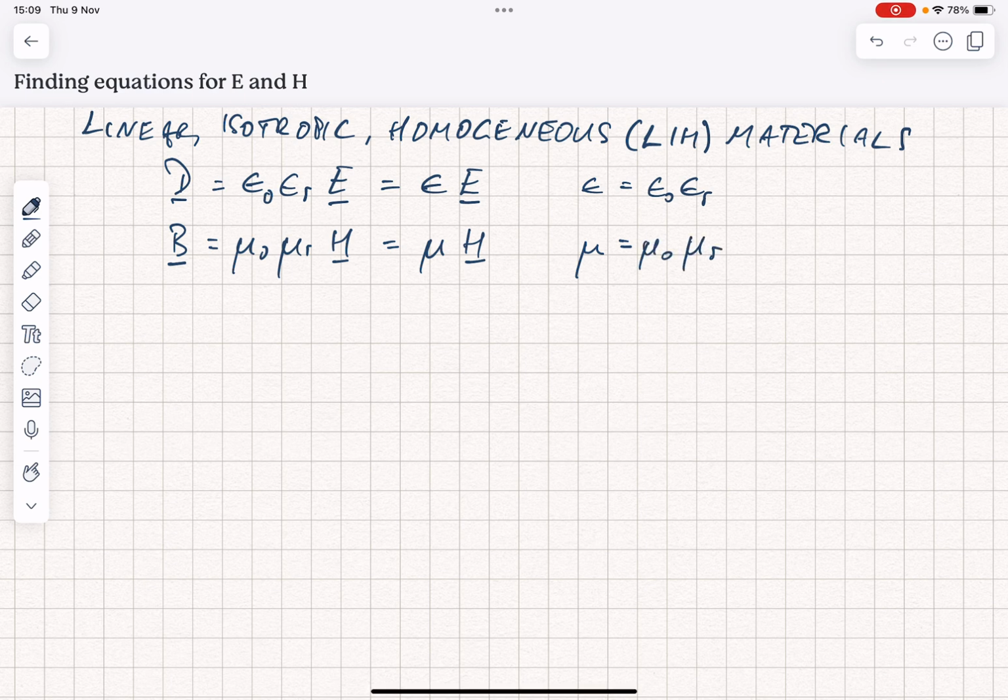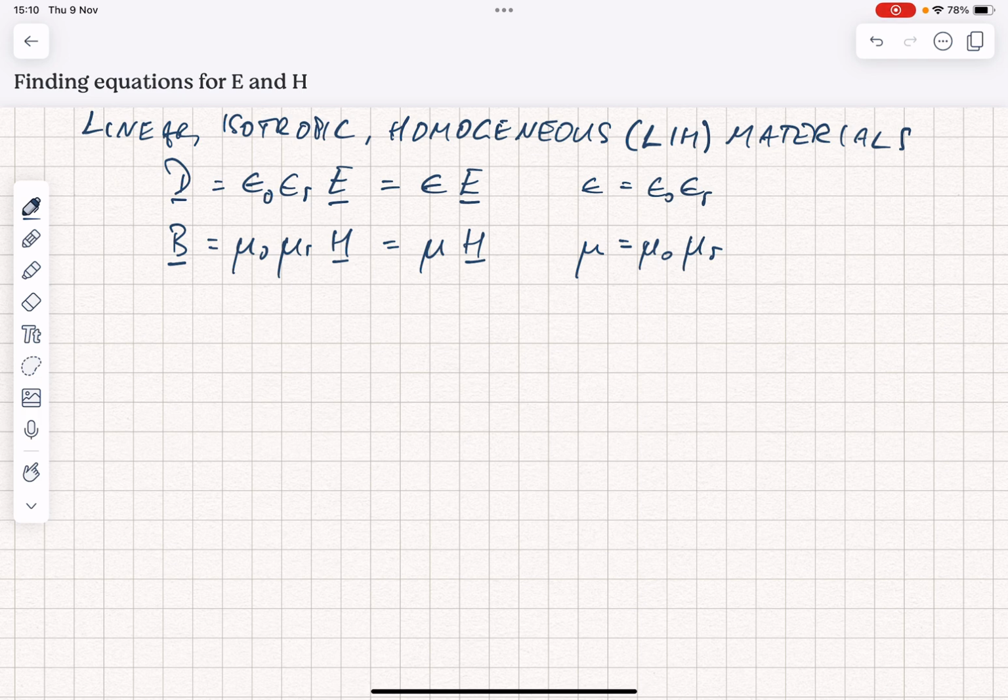You'll notice that we have D and B together on the left-hand side of those equations without any of the multiplying constants, and you have E and H on the right. D and B, of course, also share boundary conditions, as do E and H. So that's why we tend to group them together, and we're going to think about E and H today.